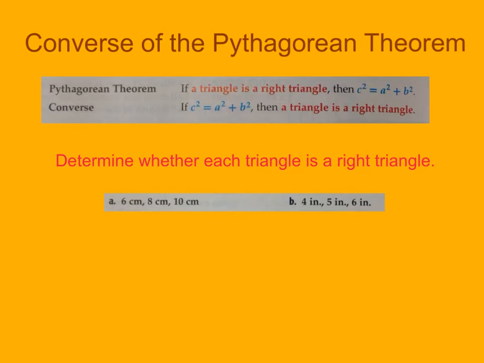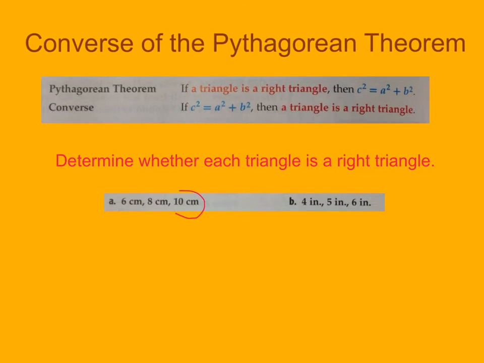The last thing we're going to do is use the converse of the Pythagorean theorem. So we know now that the Pythagorean theorem says that the legs of a right triangle squared, so a squared and b squared, are going to equal the hypotenuse squared, or c squared. The converse says that basically if we're given the three lengths of a triangle, we can figure out if it's a right triangle by using the Pythagorean theorem. So looking at these three measurements of a triangle, 6 centimeters, 8 centimeters, 10 centimeters, we can figure out, is this a right triangle or not?